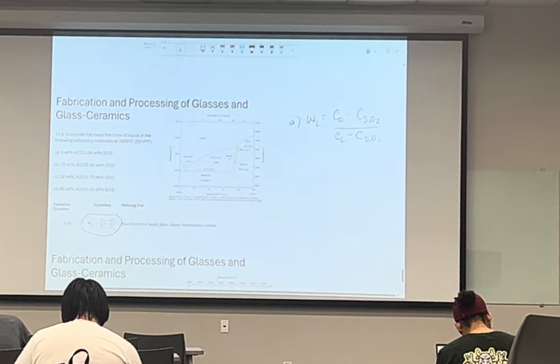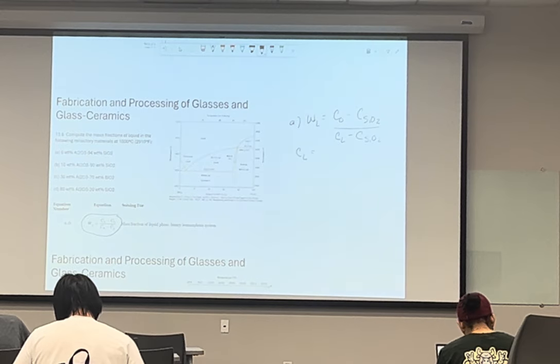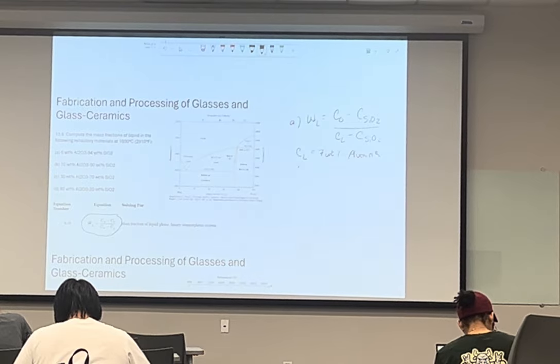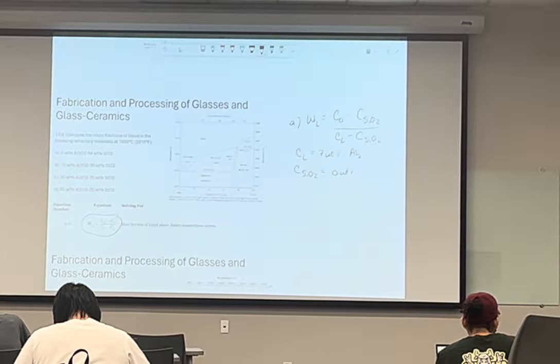So after you create your tie line, you should end up with the composition of the liquid phase being about 7 weight percent of the aluminum. And the composition of the SiO2 should be 0 weight percent of, I guess I'll write it out like this.